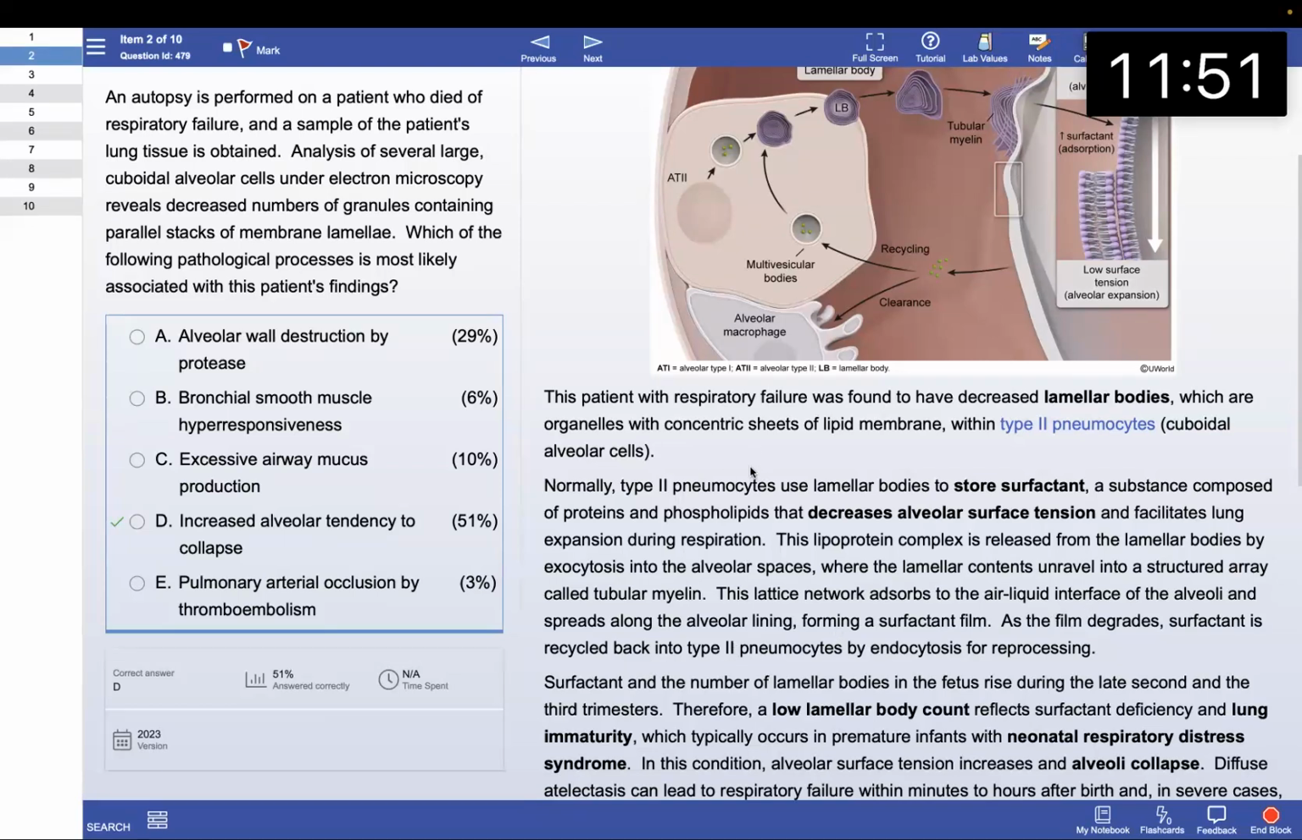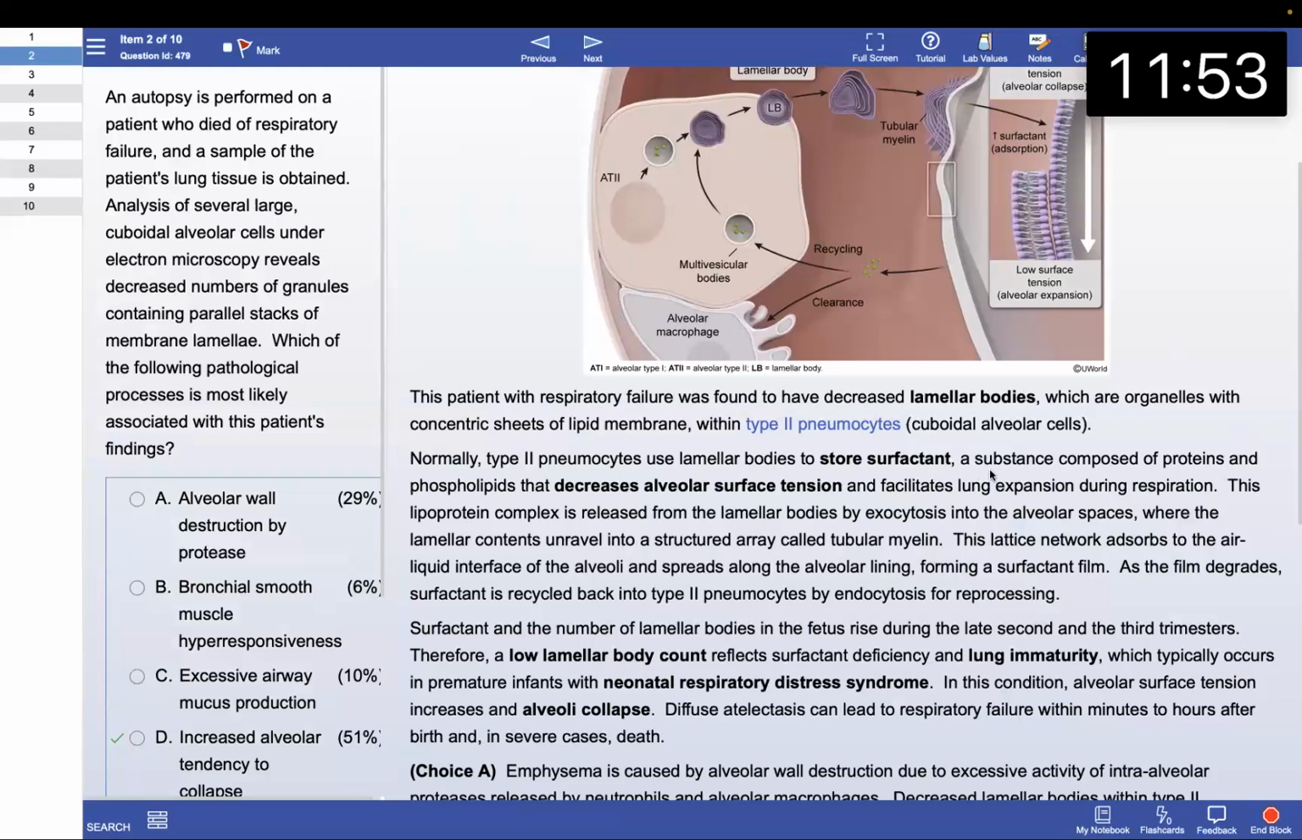Normal type 2 pneumocytes use lamellar bodies to store surfactant, a substance composed of proteins and phospholipids that decreases alveolar surface tension and facilitates lung expansion during respiration. This lipoprotein complex is released from the lamellar bodies by exocytosis into the alveolar space, where the lamellar contents unravel into a structured array called tubular myelin.